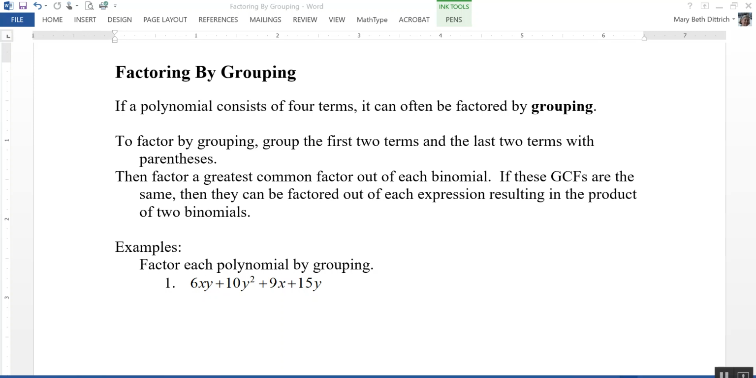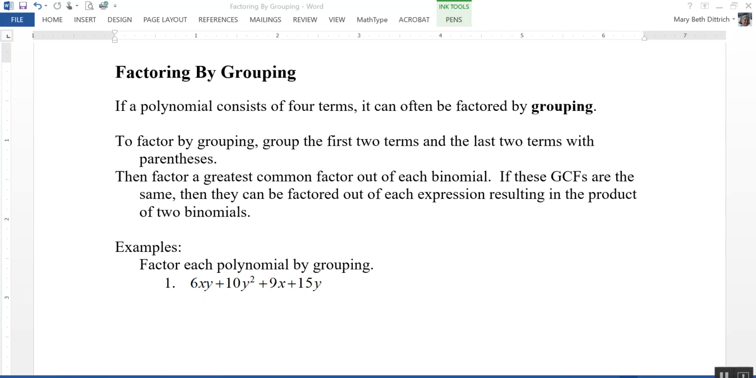This video is on factoring by grouping. If a polynomial consists of 4 terms, it can often be factored by grouping. To factor by grouping, group the first 2 terms together and the last 2 terms together with parentheses. Then factor a greatest common factor out of each binomial.